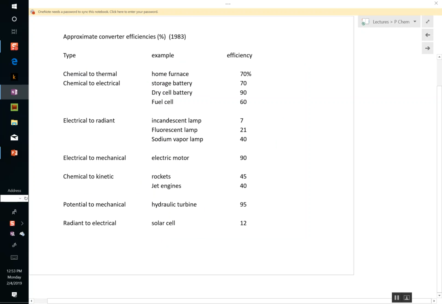All right, so here just quickly, efficiencies of some different forms of energy or conversion of energy. Efficiencies, they go all over the map. So the home furnace, methane, burning it, 70% efficient. Storage battery, dry cell battery. Electrical to mechanical, so this is electric cars. Electric motor, electric cars, 90% efficiency. So we're going to talk a little bit about efficiencies.